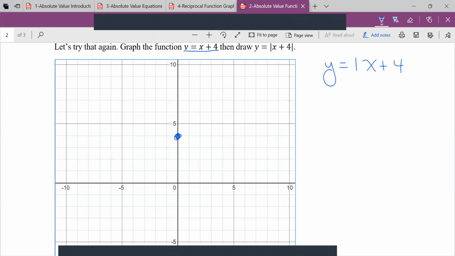So that's where I'm going to start. Then what I'm going to want to find is the x-intercept. So my slope is positive. So to reverse it, I'm going to go down 1, left 1, down 1, left 1, down 1, left 1, down 1, left 1. Okay, my x-intercept's at -4.